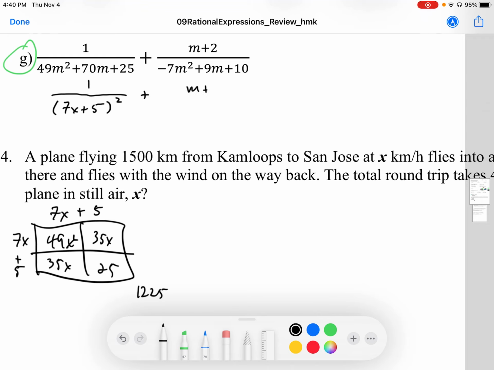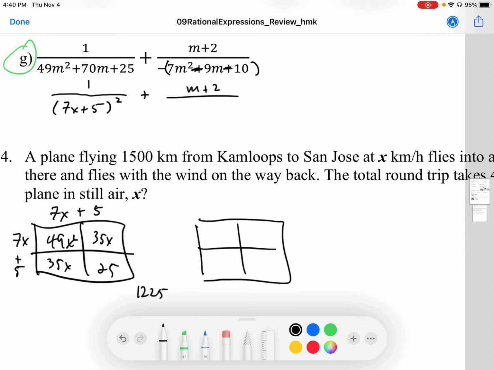Now, when I'm factoring this one, I probably want to factor the negative out and make those the opposite sign. So that's going to be 7m squared minus 9m minus 10. And then you're going to try to factor that, and probably a good guess is that one of the factors is going to be 7m plus 5. So 7m squared times negative 10, that's negative 70m squared. I need to look for two numbers that multiply to negative 70 and add to negative 9, or have a difference of 9.